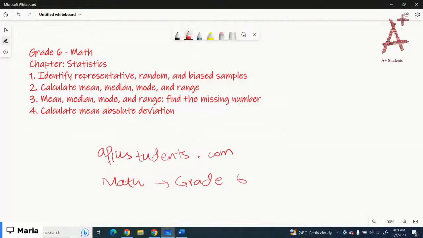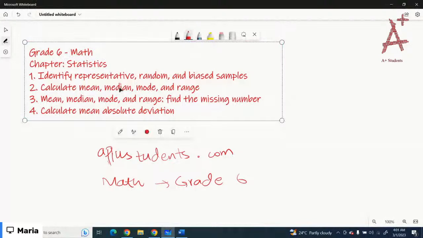We are going to start with the chapter statistics, and the lessons we're going to cover today are identify representative, random and biased samples, calculate mean, median, mode and range, find the missing number, and calculate mean absolute deviation. So let's start with the first lesson, that is identify representative, random and biased samples.